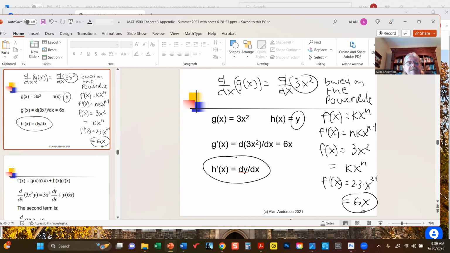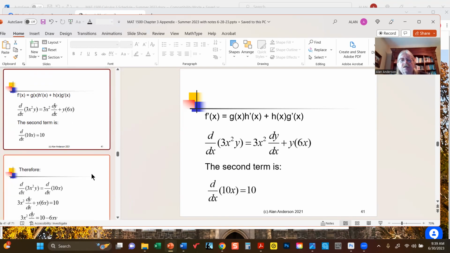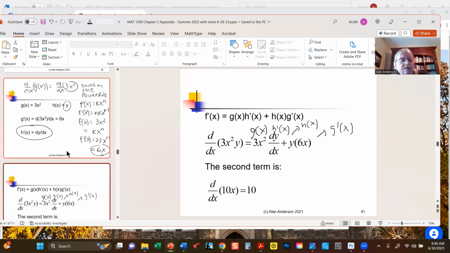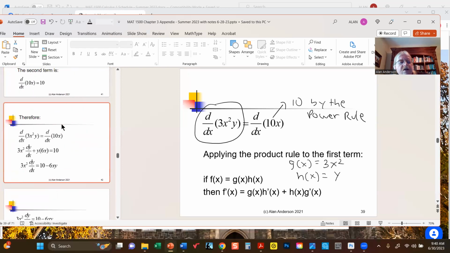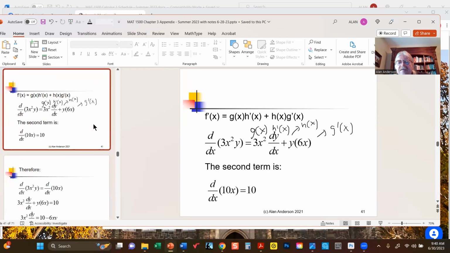Okay. So we'll move this to the next slide. So again, this is g of x. This is h prime of x. This is h of x. And g prime of x. That's the first term. Okay, so in other words, remember way back here, we said that the derivative of the left-hand side equals the derivative of the right-hand side, which is 10. So what we just calculated is set equal to 10.